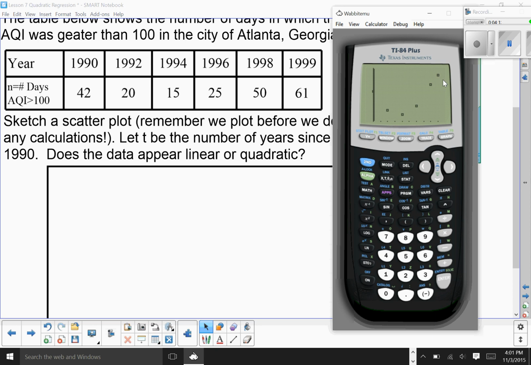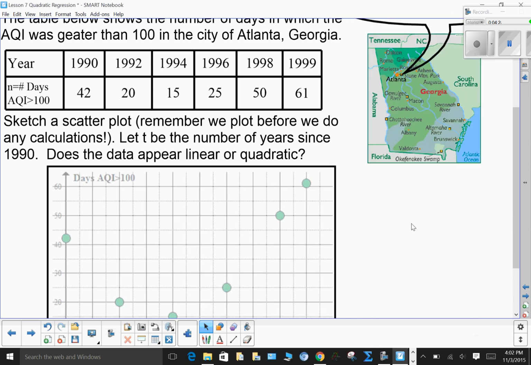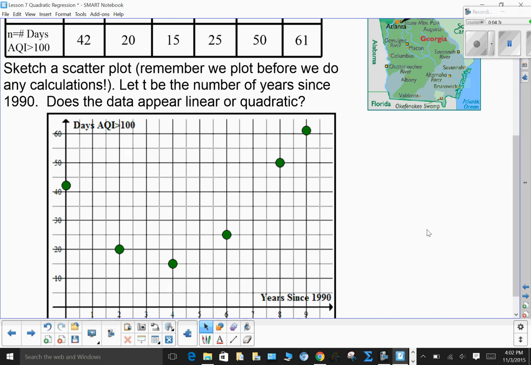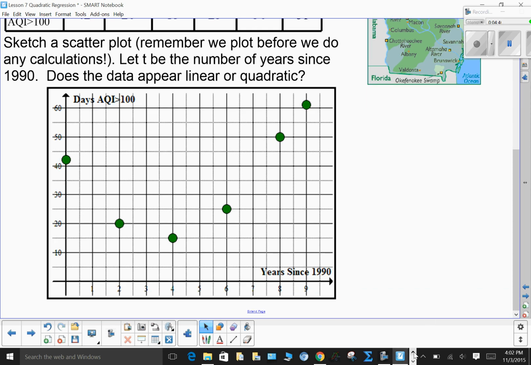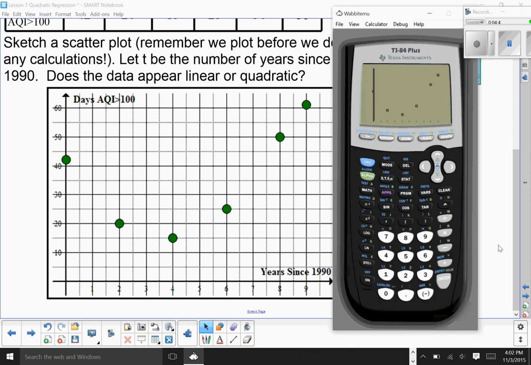Now looking at this, it does appear that it's quadratic. It doesn't appear linear because I've got a point up here, a point here. It looks like it bottoms out and then it's going back up again. So your statistics plot looks like this. Years since 1990 is on the x-axis, and days the air quality index is greater than 100 is on the y-axis. So again, you can do it either way. Okay, this is the same thing as this.